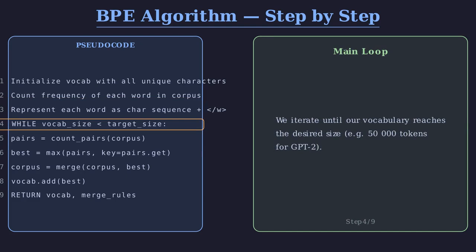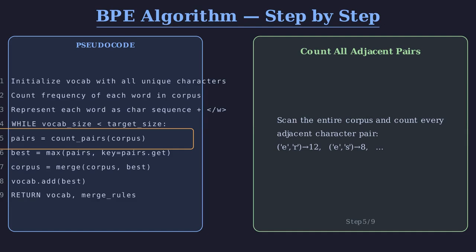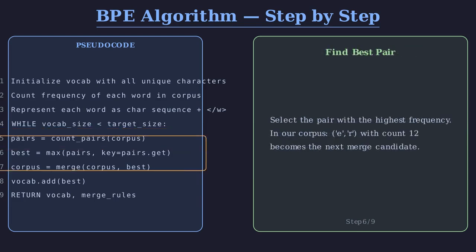Step 4. Enter the main loop. We repeat the merge process until the vocabulary reaches the desired target size, typically tens of thousands. Inside the loop, Step 5. Scan the corpus and count every adjacent pair of symbols. The pair frequencies guide the next merge decision. Step 6. Select the pair with the highest frequency. This is our best merge candidate.